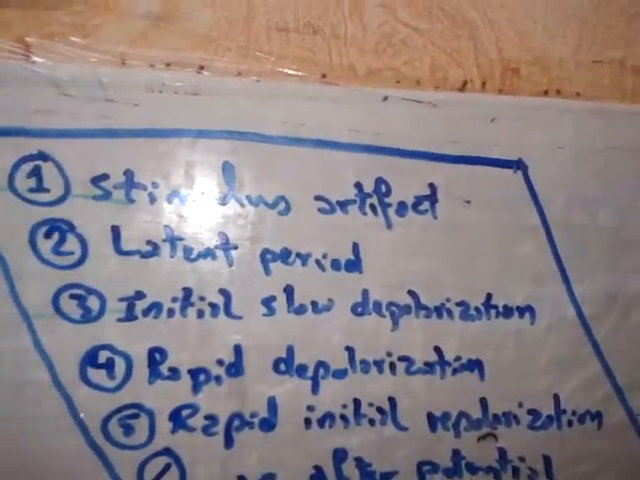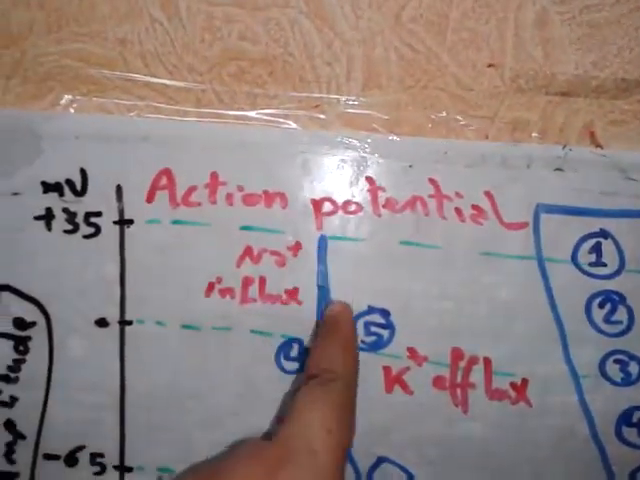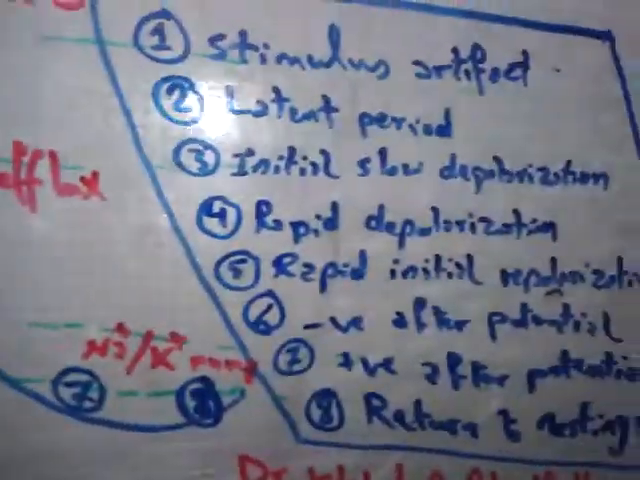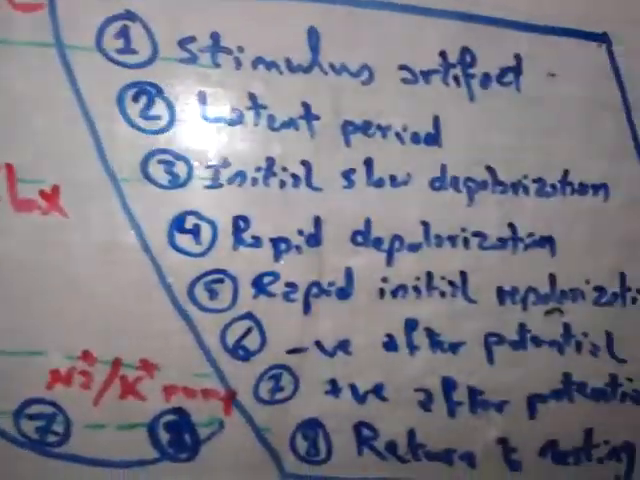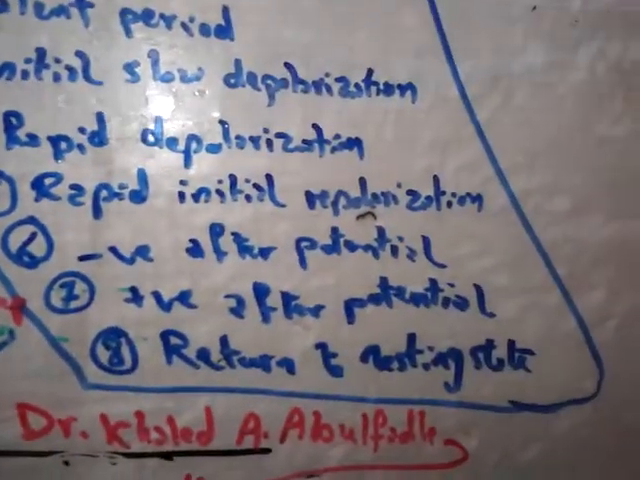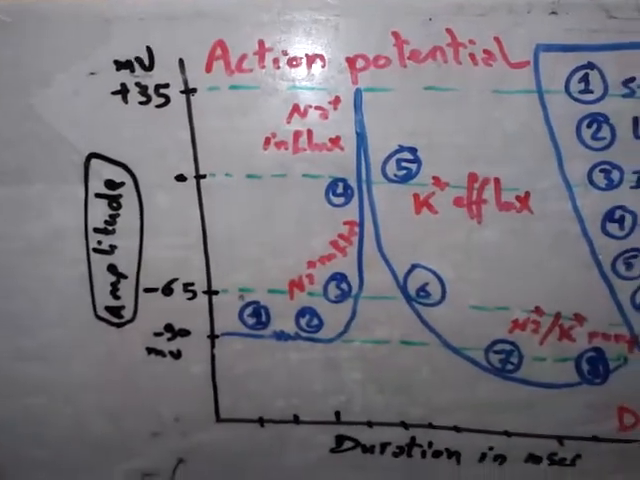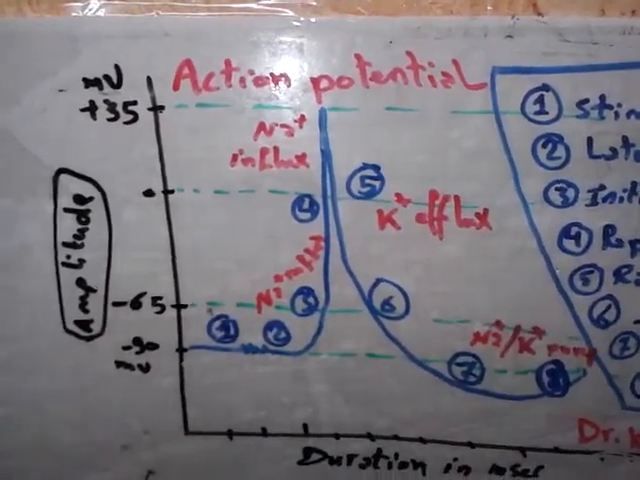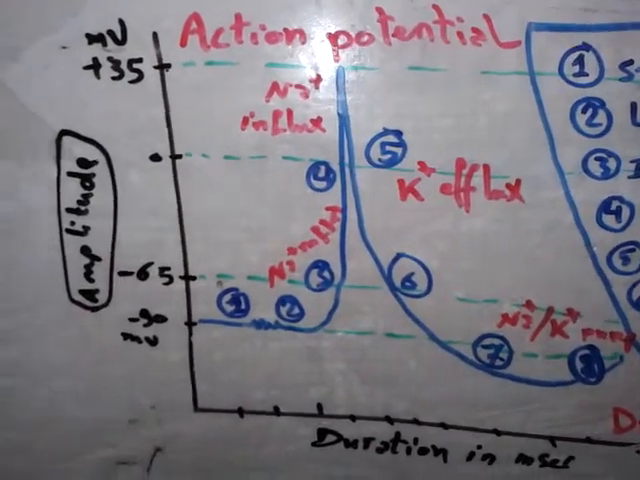Then rapid initial repolarization here, and negative after potential, and then positive after potential, and finally return to the resting state. This is the description of the phases of the action potential. What about the ionic basis of action potential, or genesis of action potential?